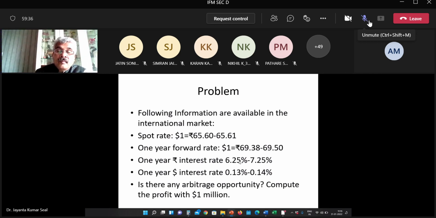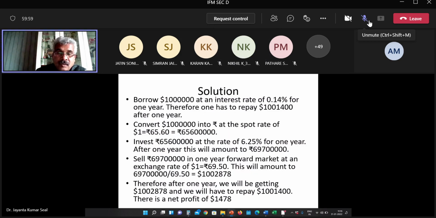Now you started with dollar, you have to end with dollar. So whatever money you receive, with that you will be buying dollar in the 1 year forward market, because you have to repay dollar after 1 year. If you buy dollar in the 1 year forward market, what is the rate? Is that clear? Yes, sir. So let us start the solution.